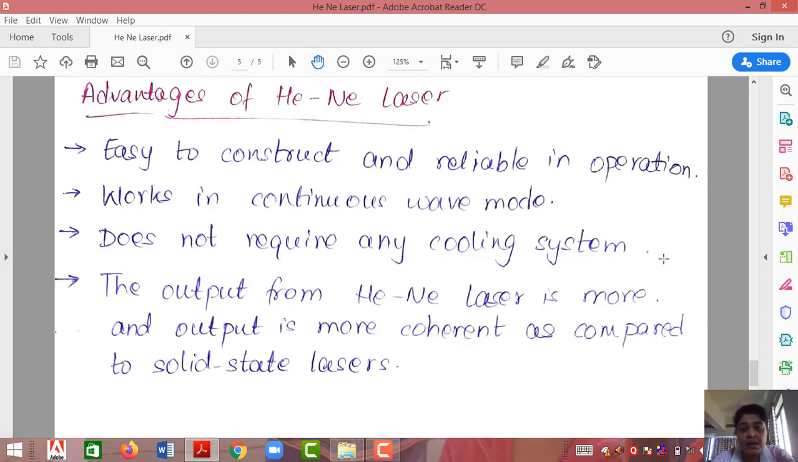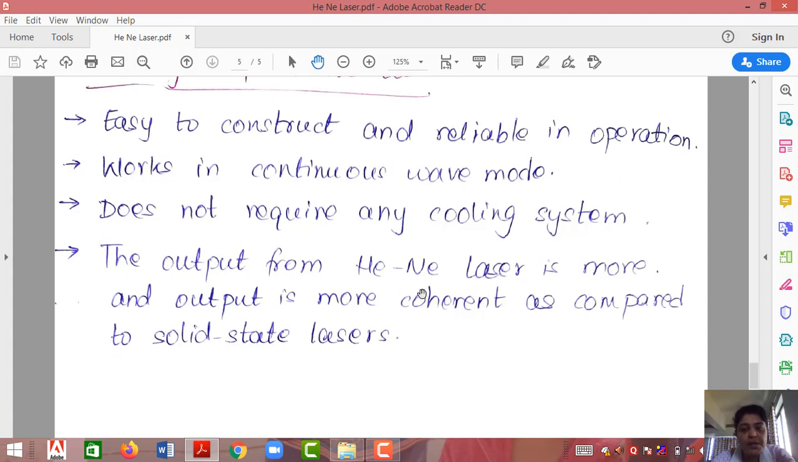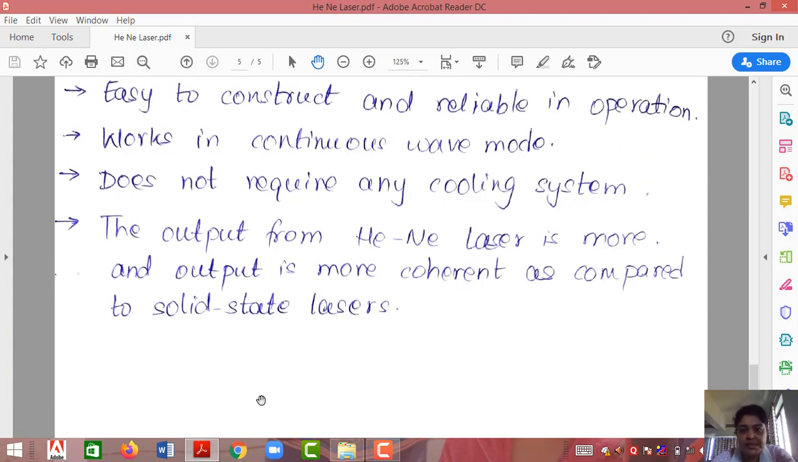It does not require any cooling system. Ruby had a flash lamp, like we had seen in Ruby laser. This system does not require any cooling system, because the gases, one is excited and it excites the other. So no sufficient heat is generated, and so we do not require any cooling system. And the output from helium neon laser is more coherent as compared to solid state lasers. So this is all about helium neon laser.